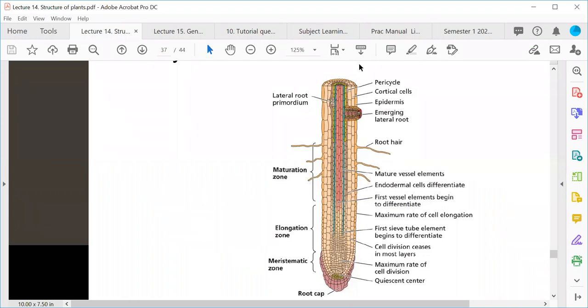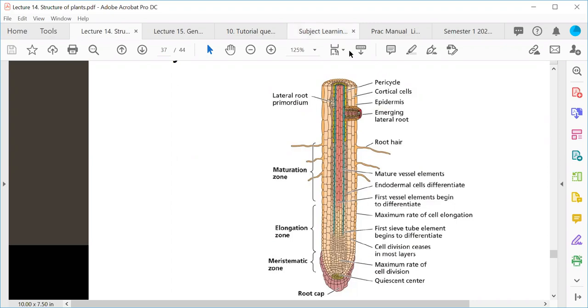But that's not what I wanted to point out. I wanted to show you, all right, so let's start up here. The red cells in the center represent the mature vessel elements of the xylem. Then in green, this layer of cells on both sides, these are cells of the phloem. Here we go, sieve tube elements of the phloem.